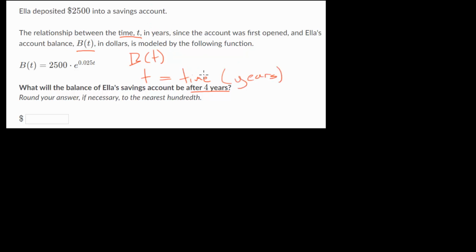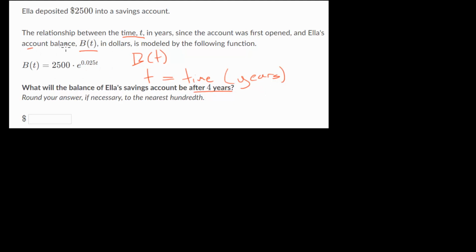So it's a good idea to represent what its concept is, what is t representing, but also what are the units that you're using here. And then b of t, that is the account balance in dollars. So b for balance, and that will be in dollars. So we can just use a dollar symbol for that. So now that we understand what the variables represent, we can look at the question.